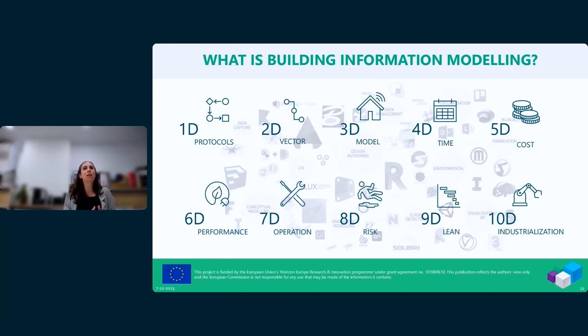7D would be the development of an operation and maintenance guide, while with the 8th dimension, we can manage risk and safety. Lean construction management is related to dimension number 9, which allows process and resources optimization through the BIM model. And the last dimension refers to off-site manufacturing modeling. Afterwards, you will see how my colleague Guillermo shows some examples on how these dimensions are deployed within real projects.